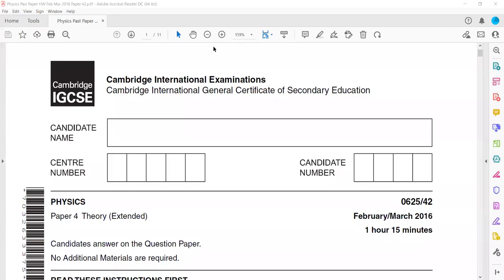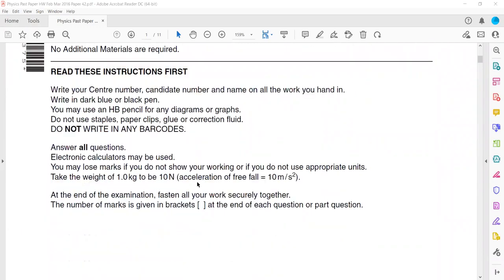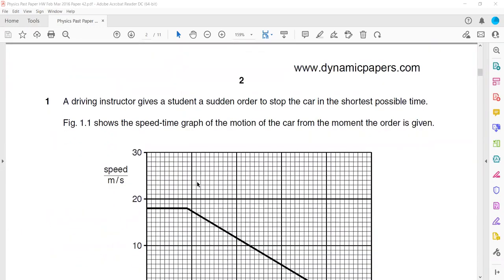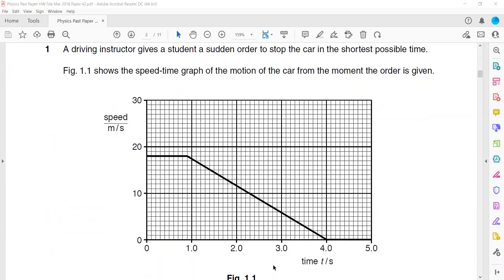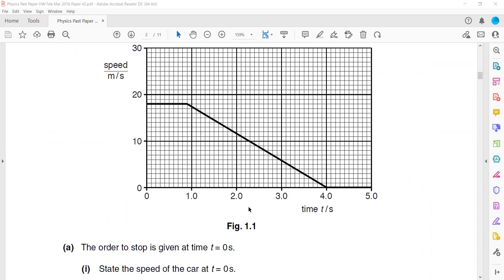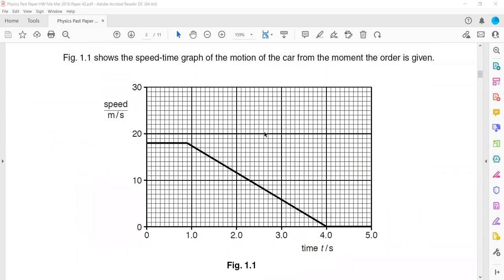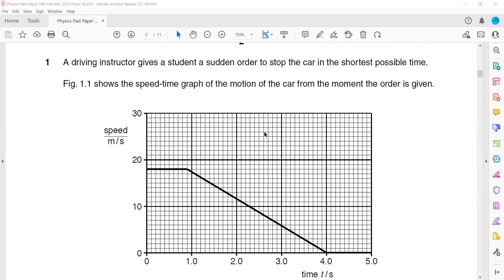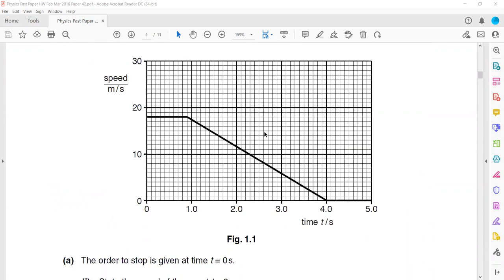So February, March 2016, paper 4, variant 2. In the first part, a driving instructor gives a student a sudden order to stop. The speed time graph is given for a motion of the car. Figure 1.1 shows a speed time graph for a motion of a car from the moment the order is given.